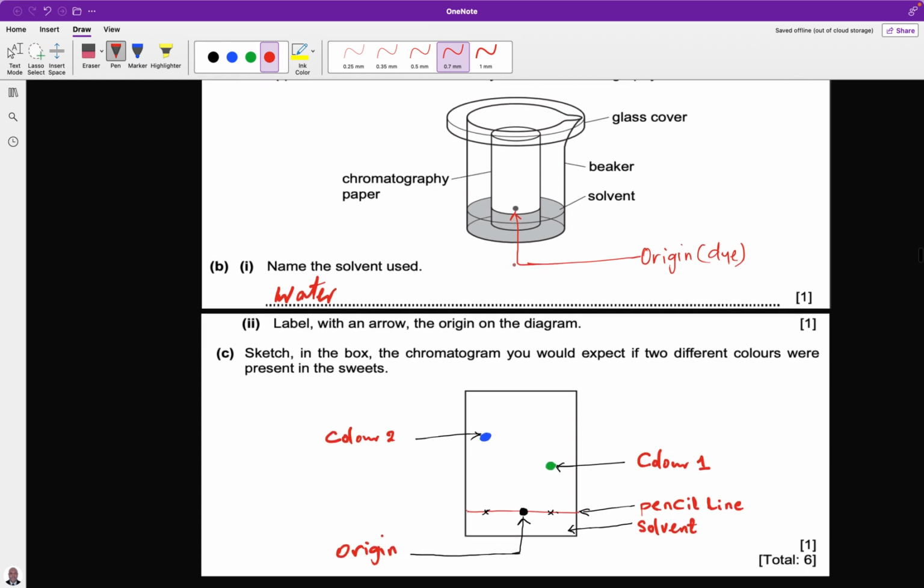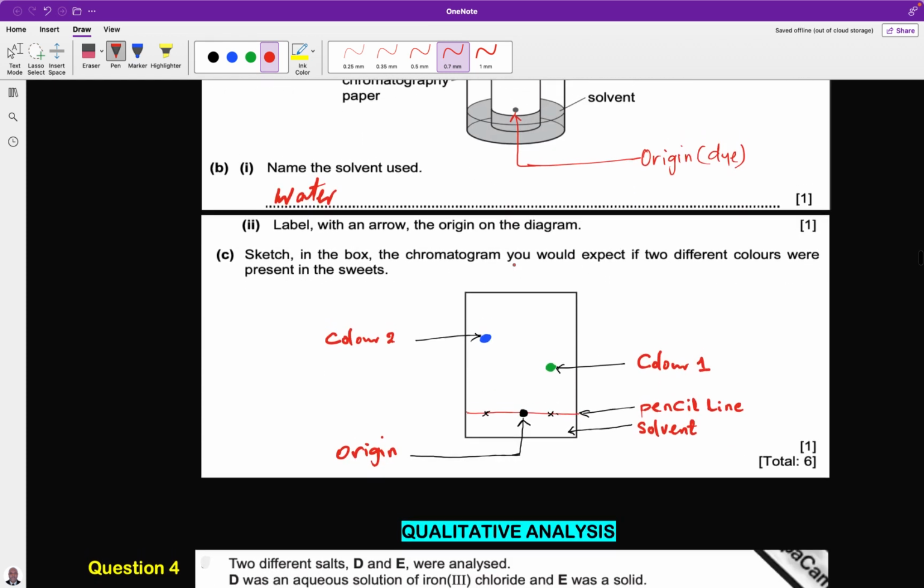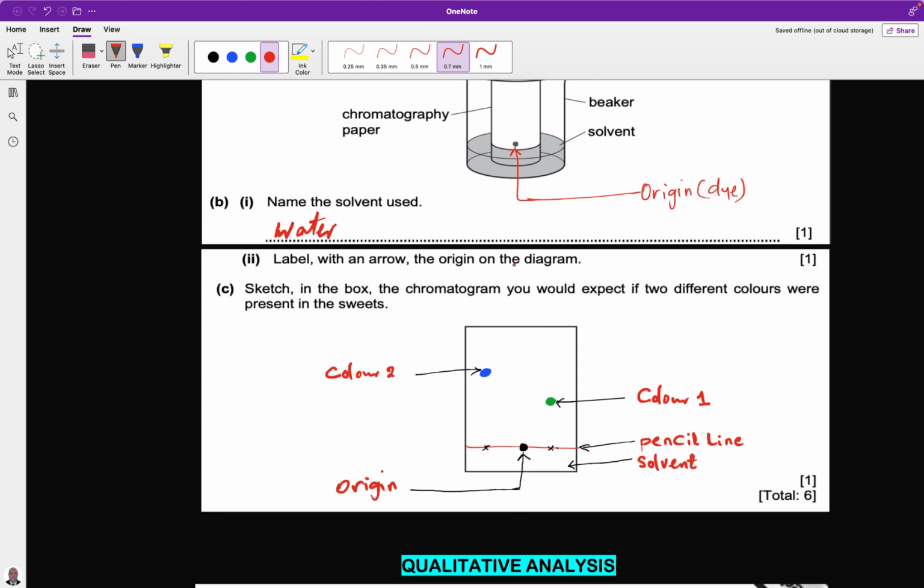Then part C. Sketch in the box the chromatogram you would expect if 2 different colors were present in the sweets. Remember, this is the box that was given.